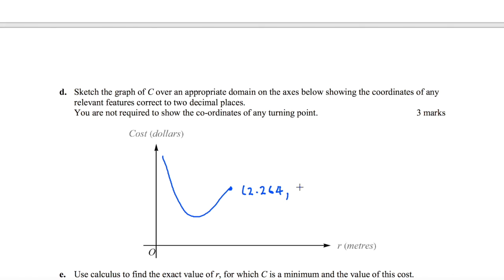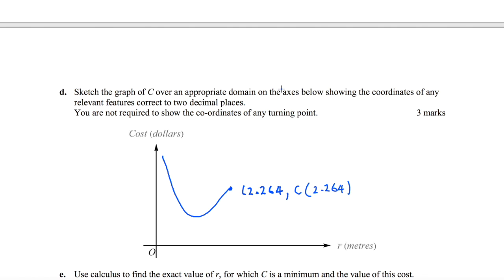All right, to get full marks here, I should write down the y value at this point. I don't know what that is because I haven't got a calculator, but I'm just going to write it as C of 2.264, isn't it? And I can leave you to work out what that is.